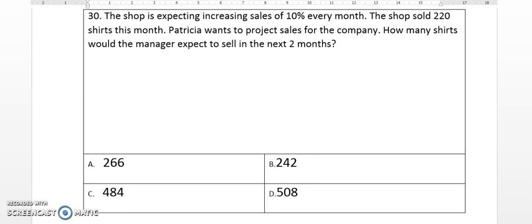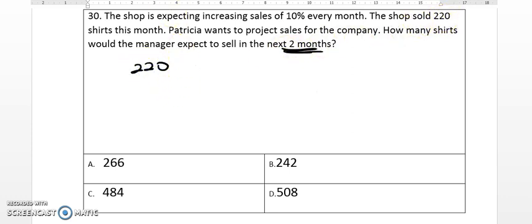Okay, this question. The shop is expecting increasing sales of 10% every month. The shop sold 220 shirts this month. Patricia wants to project sales for the company. How many shirts would the manager expect to sell in the next 2 months? This one is the next 2 months. So the first month he sold 220.